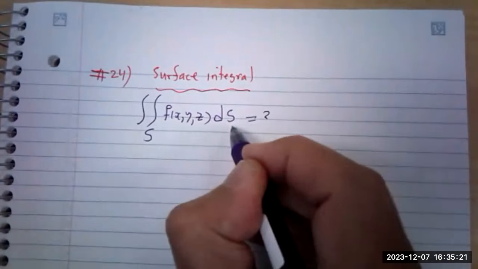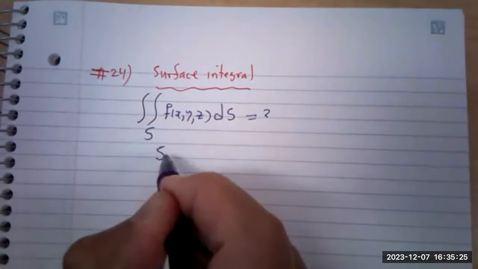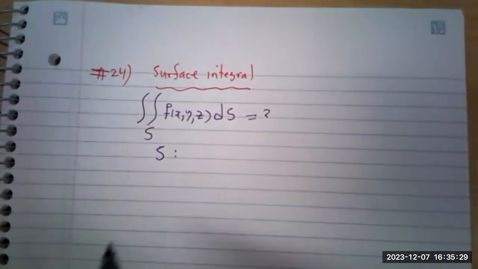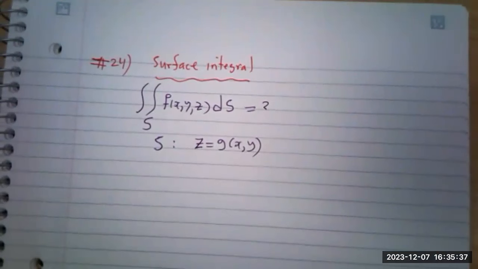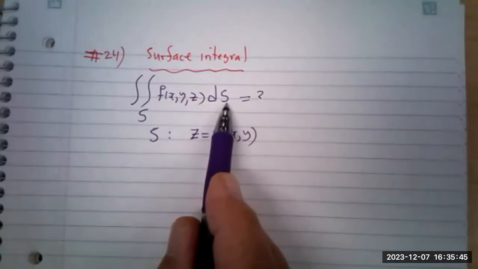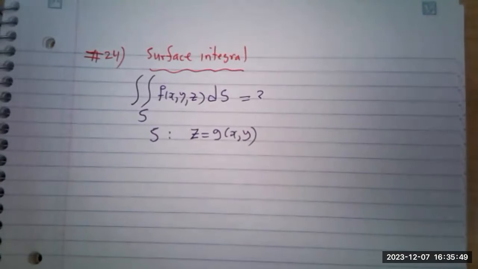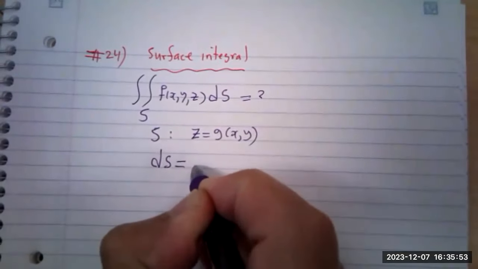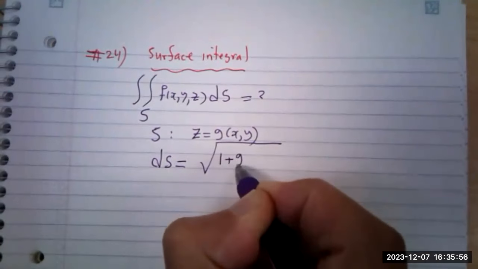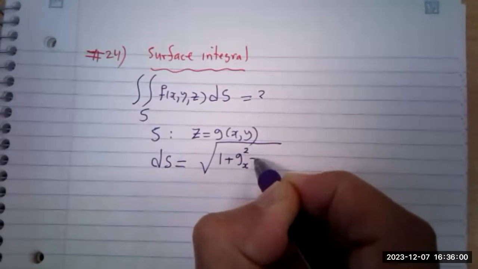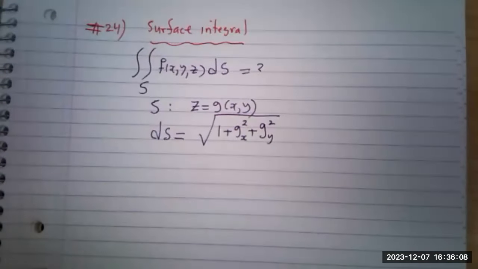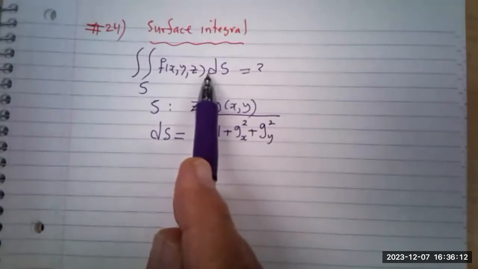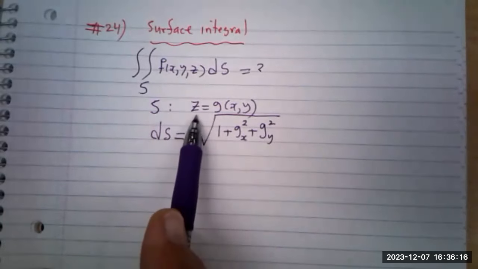Now, in order to do it, you need the equation of the surface S. We assume that this equation is given to you as z equals g of x comma y. This is a function of two variables, so the graph is a surface. You have to find the differential of the surface, like the one that you did for the arc length. So the differential of the surface in this case is going to be the square root of 1 plus the partial derivative with respect to x of g squared plus the partial derivative with respect to y squared. This takes care of the r prime of t, like the f of r of t, r prime of t that you did. But for the function f of x, y, z, what is z? z is g of x, y.